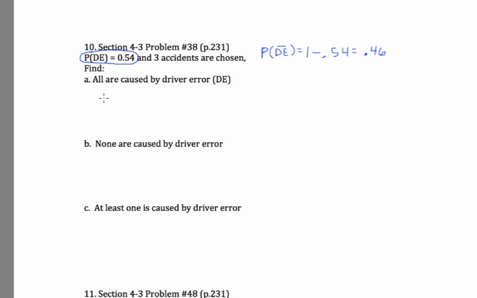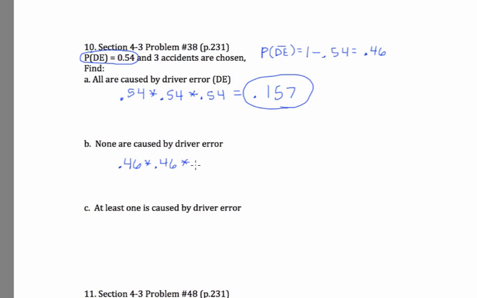So 3 accidents are chosen. What's the probability that all are caused by driver error? So what's the probability that the first one is, and then the second one is, and then the third one is? What's the probability that none are caused by driver error? So that would be the probability that the first one isn't, and then the second one isn't, and then the third one isn't.